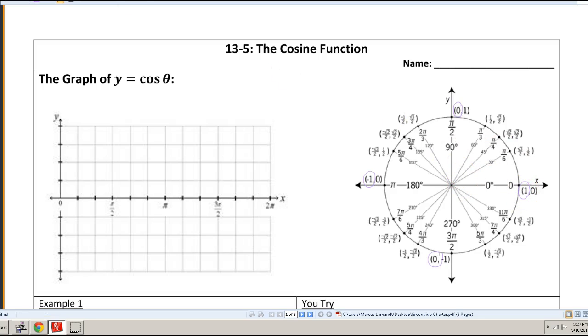So the graph looks something like this. As you can see, cosine of 0 is 1, cosine of pi over 2 is 0, cosine of pi is negative 1, cosine of 3 pi over 2 is 0, and cosine of 2 pi is 1. Now, you guys have been learning about sine for the past couple days, and you've probably noticed a few similarities between sine and cosine. I'm going to switch screens really quick.